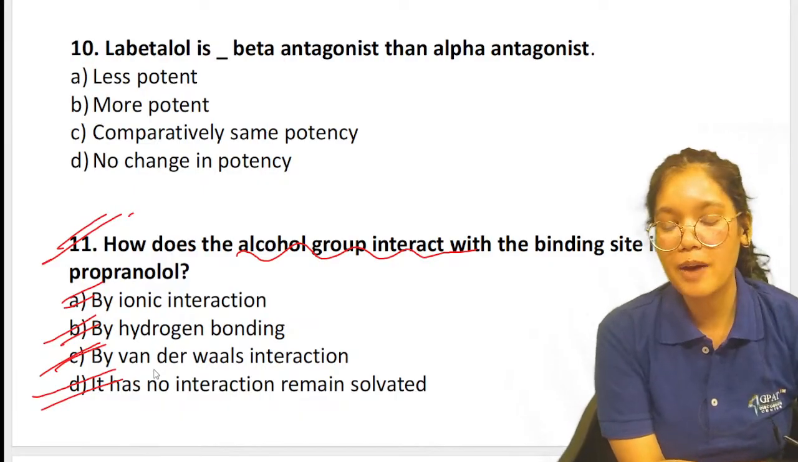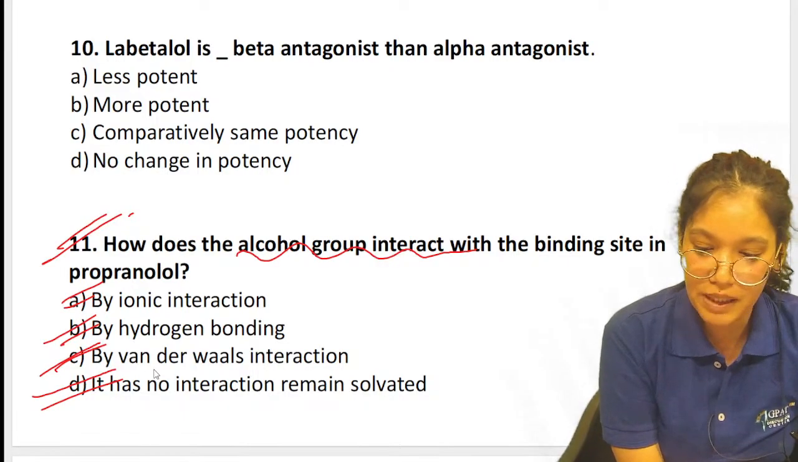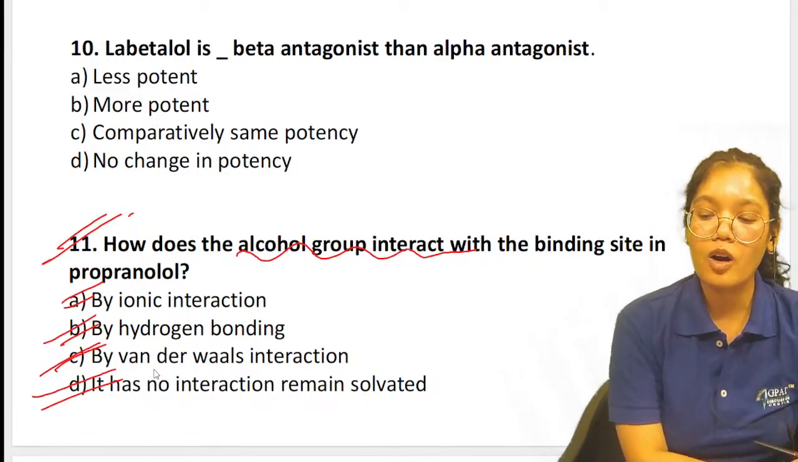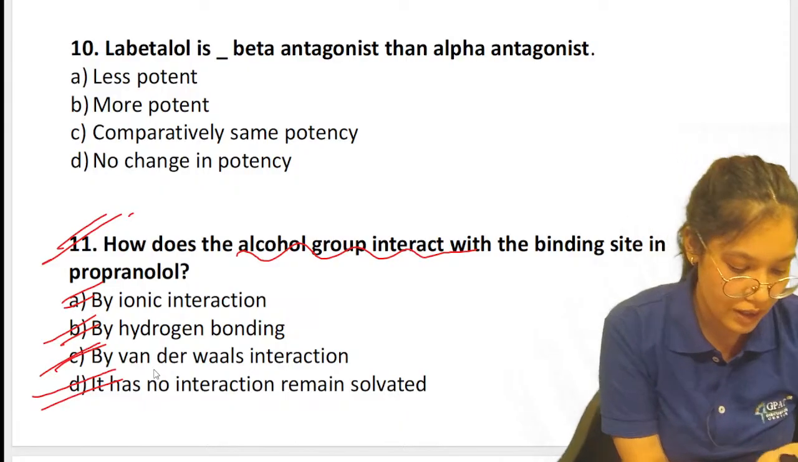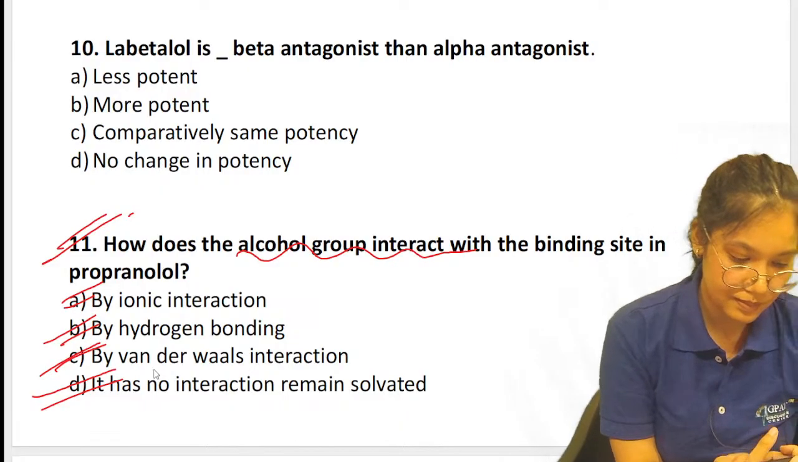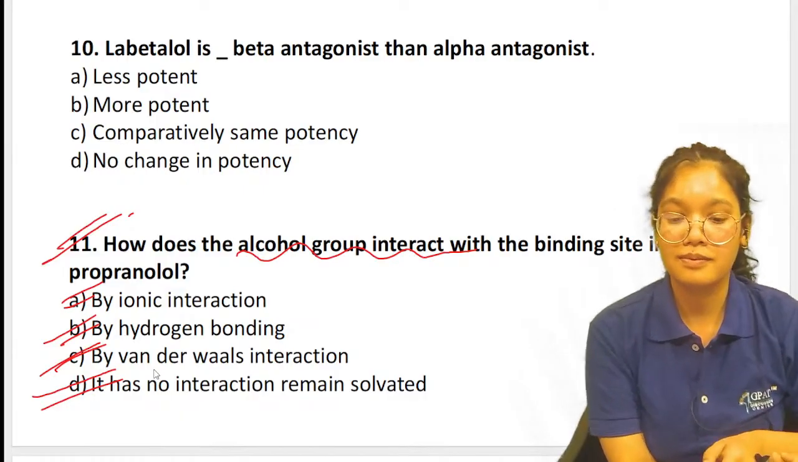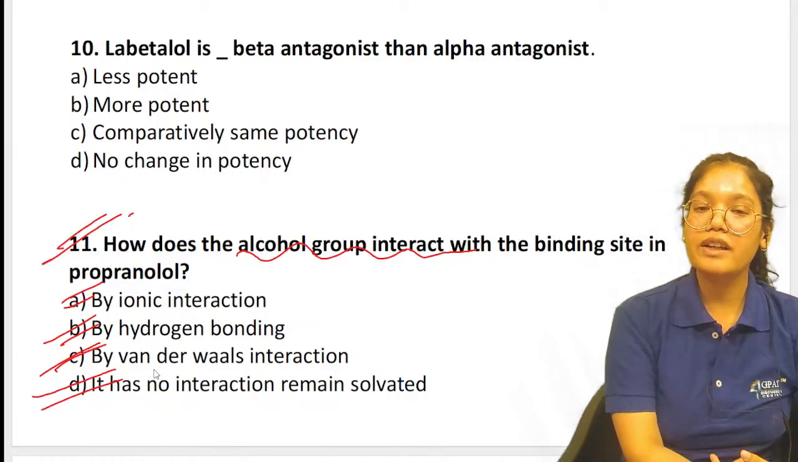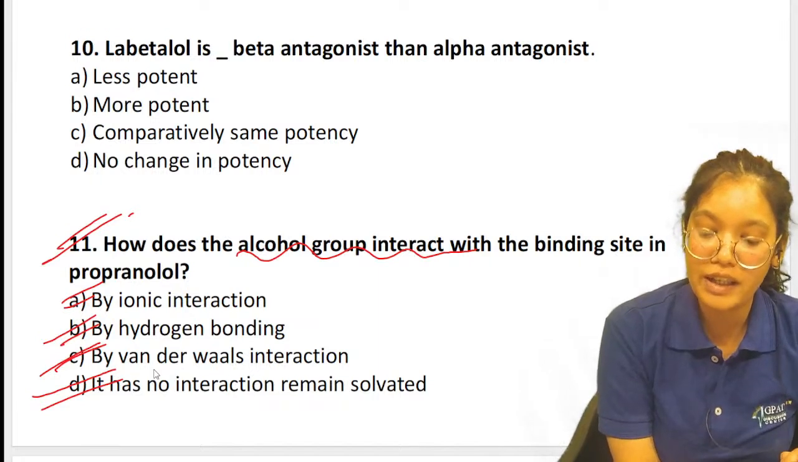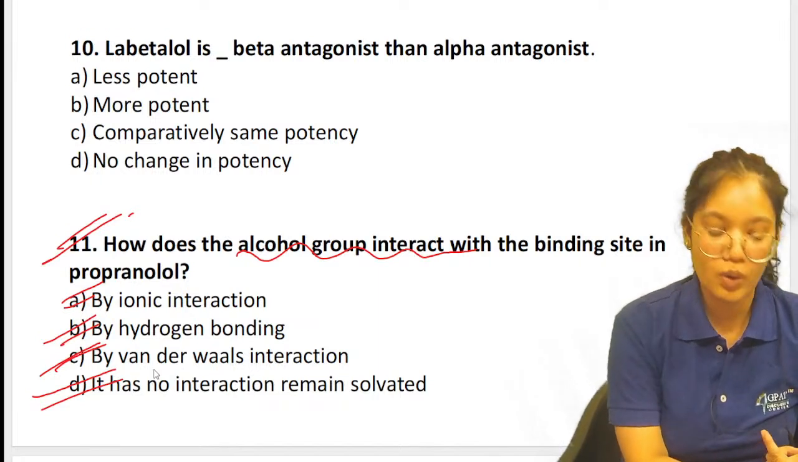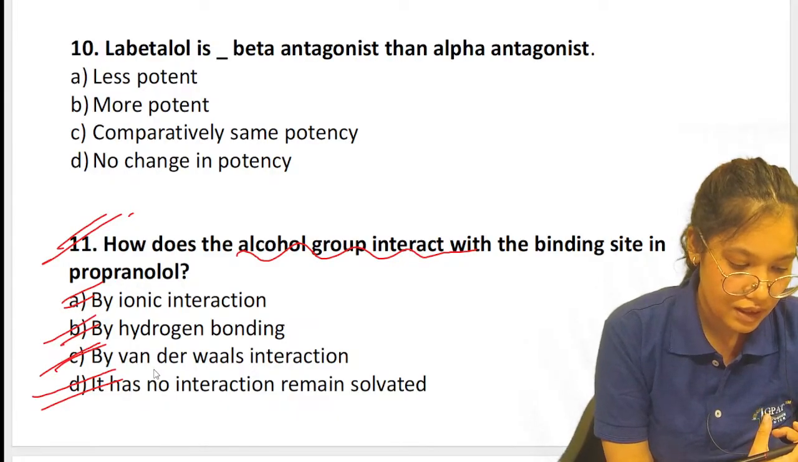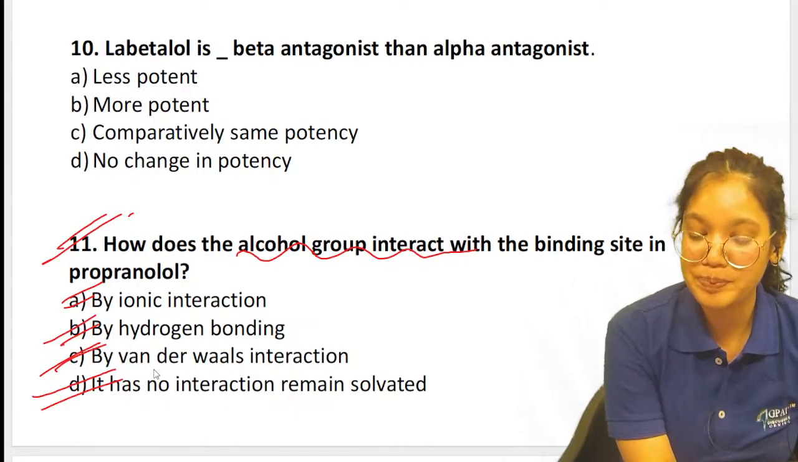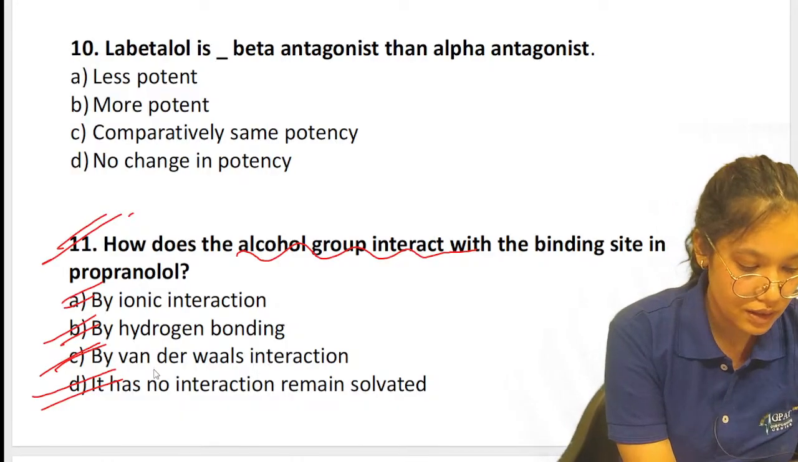Come on guys, participate. It's a very simple question. How does the alcohol group interact with the binding site in propranolol? Ionic interaction, hydrogen bonding, van der Waals interaction, or no interaction at all? Come on, I'm not getting the replies now. Fast.